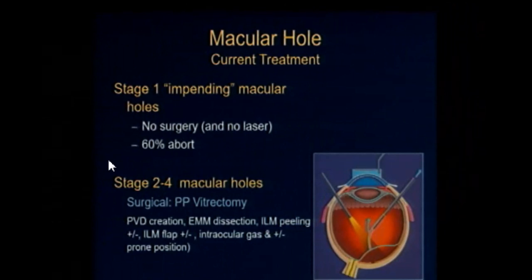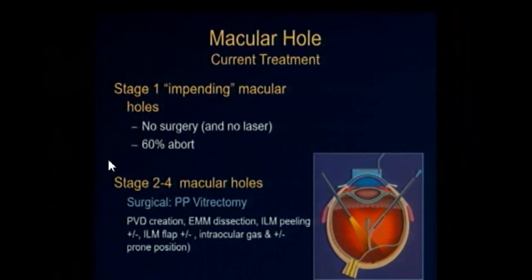So what is the current treatment for impending hole? You don't do anything, you just watch carefully, because they can abort. In 60% of the cases, the PVD just happens and the retina goes back into place, and the fovea is never really completely open, so it will go back and no big deal.